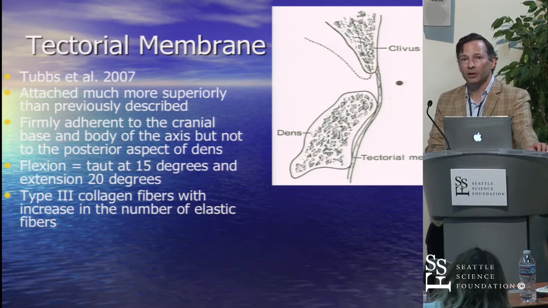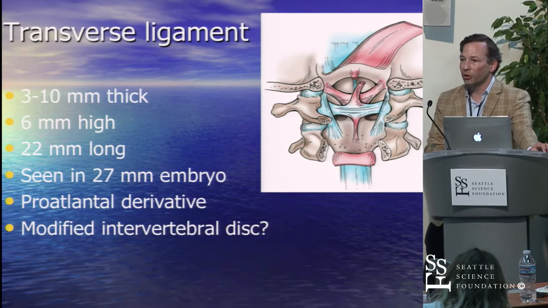Tectorial membrane, we've looked at this in some detail in cadavers, and it has a much higher superior attachment. It has more elastic fibers than its derived structure, the posterior longitudinal ligament, and it becomes taut in flexion at about 15 degrees and taut in extension at about 20 degrees. Transverse ligament is thought to be basically a modified intervertebral disc. It's a proatlantal derivative, as are the alar ligaments.